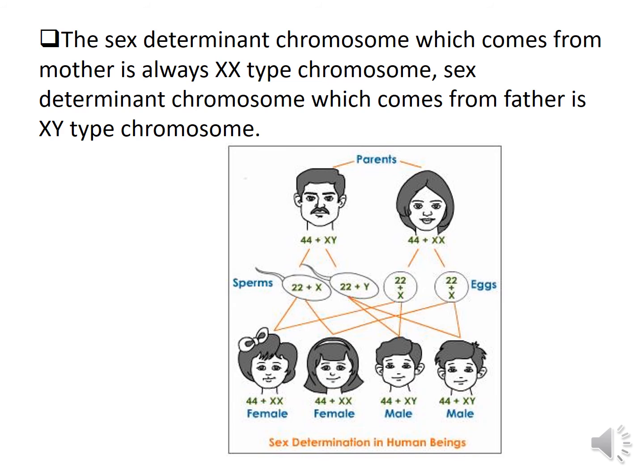Okay, the sex-determining chromosome which comes from the mother is always the XX type, whereas the sex-determining chromosome which comes from the father is the XY type. So you can easily understand that the responsibility goes to the father for the birth of a baby boy.